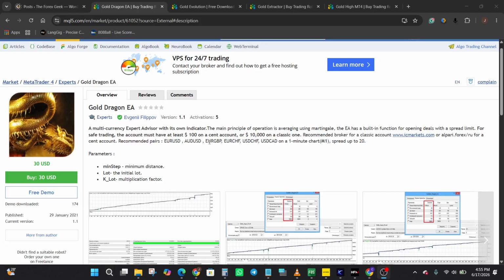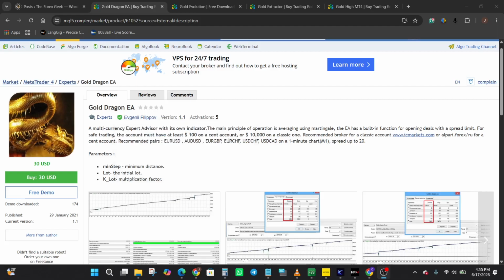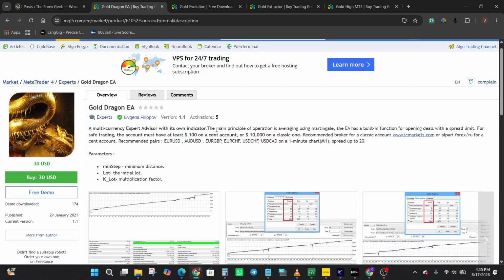So starting here on the marketplace page, Gold Dragon EA is currently listed at a purchase price of 30 US dollars. This is version 1.1, developed by Evgeny Flipov. The developer describes it as a multi-currency expert advisor that uses its own indicator as part of its operation. One of the key details mentioned right away is that the EA uses an averaging approach combined with martingale.